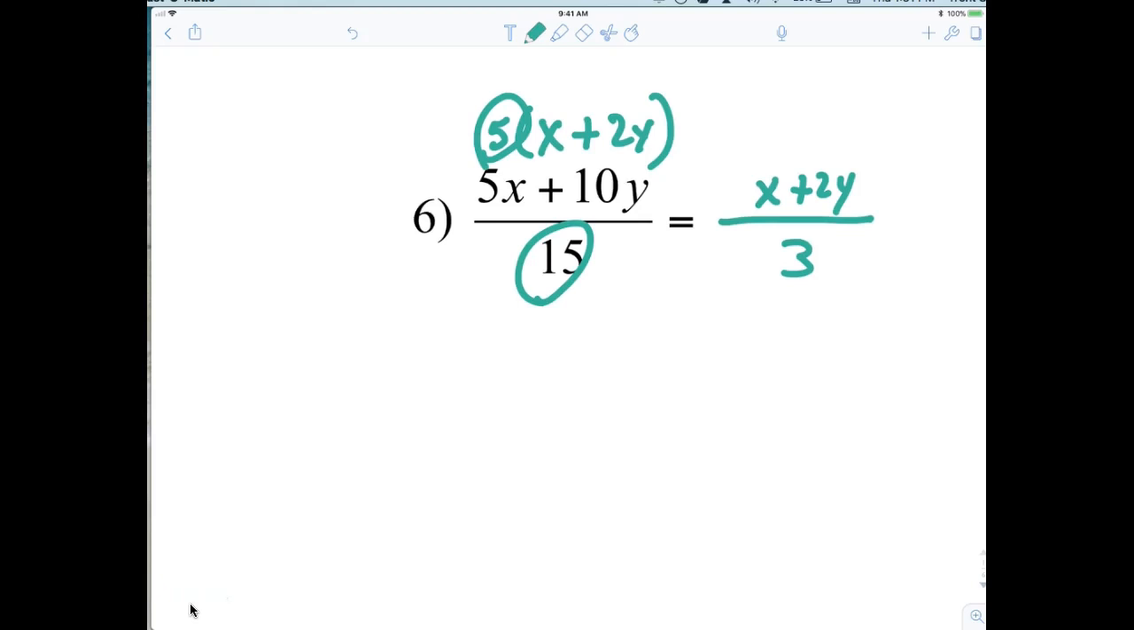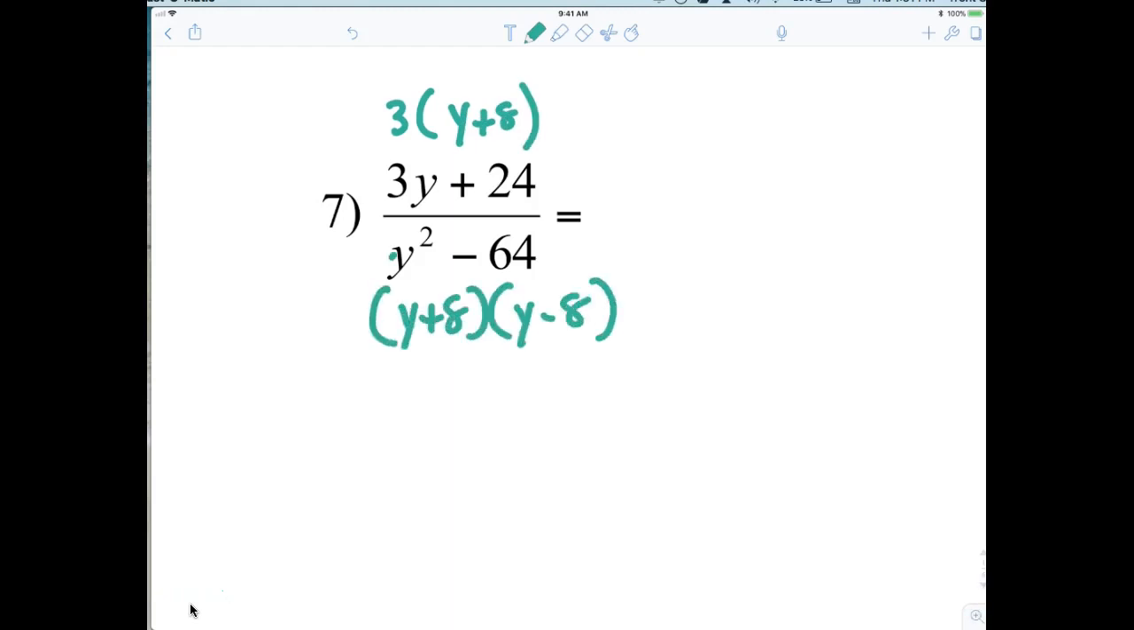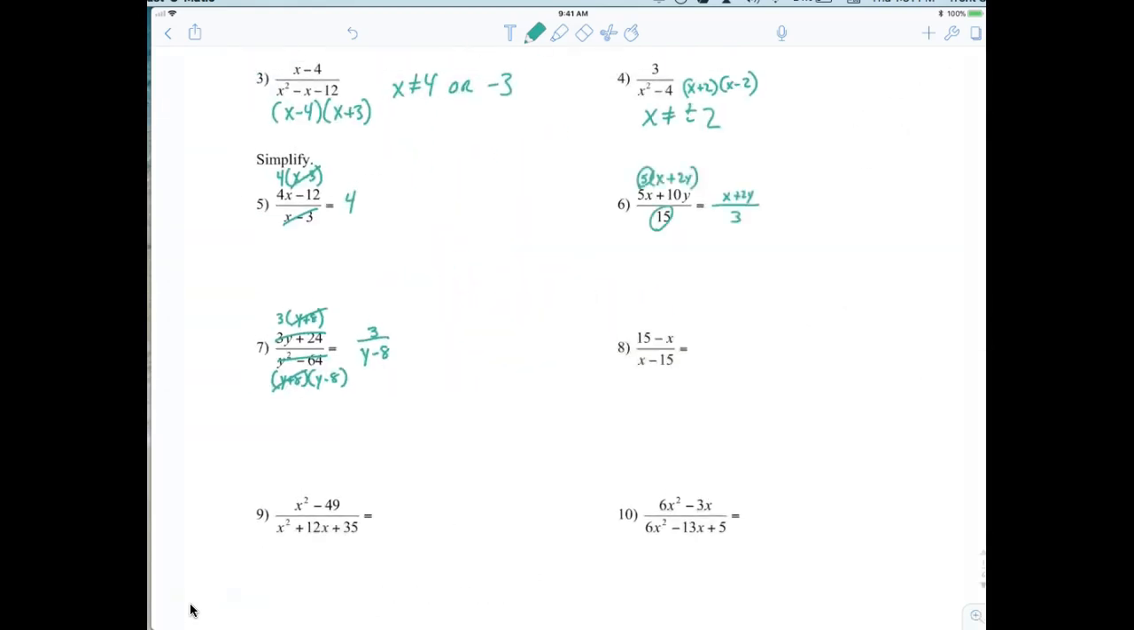All right, now let's take a look at question number 7. Factoring out a 3, y plus 8, y plus 8. Scratch out the y plus 8s, now they can cancel. 3 over... So we're happy with that. Okay.